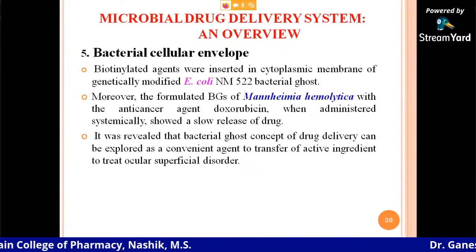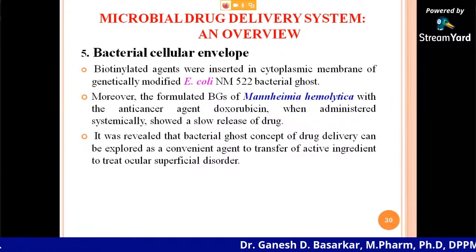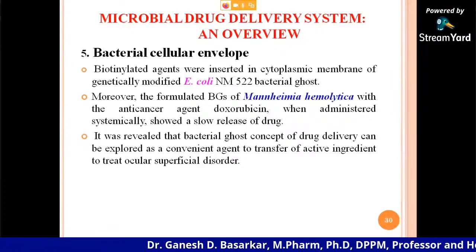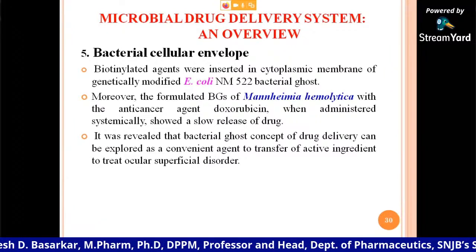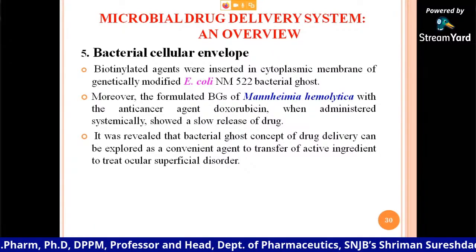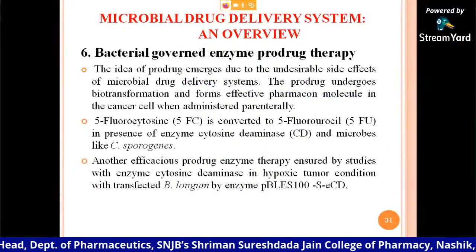Another example: biotinylated agents are inserted into the cytoplasmic membrane of genetically modified E. coli NM52 as a bacterial ghost. Certain anti-cancer agents like doxorubicin are also administered systemically, showing this.